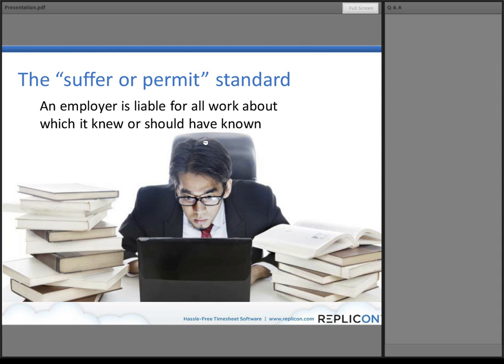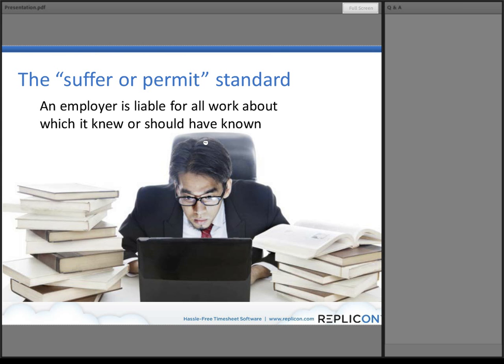You're responsible for all the work that you knew about or you should have known about. If you as a manager were to go to an employee and say, I need this report tomorrow morning, and it's 5 o'clock and I need it at 8, and by the way, the overtime budget is short, well, you should have known that the employee worked that evening in order to get the report done, and you're going to be responsible for that overtime, whether it was authorized or not.